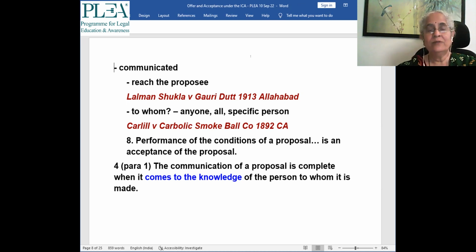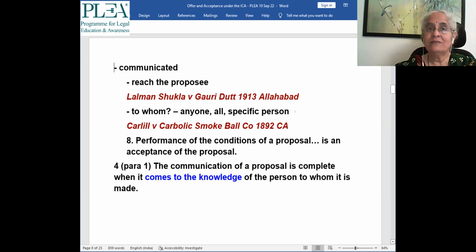The other example is what we find in Lalman versus Gauri Dutt, a pamphlet saying whoever brings the boy will get the amount. This is a general offer because it is not addressed to any particular person, but it is of a type which can be accepted by only one, that is one who brings the boy. So general offer capable of being accepted by only one. And there can be general offers which more than one can accept. So anyone who fulfills the requirements of that offer will be deemed to accept that proposal.